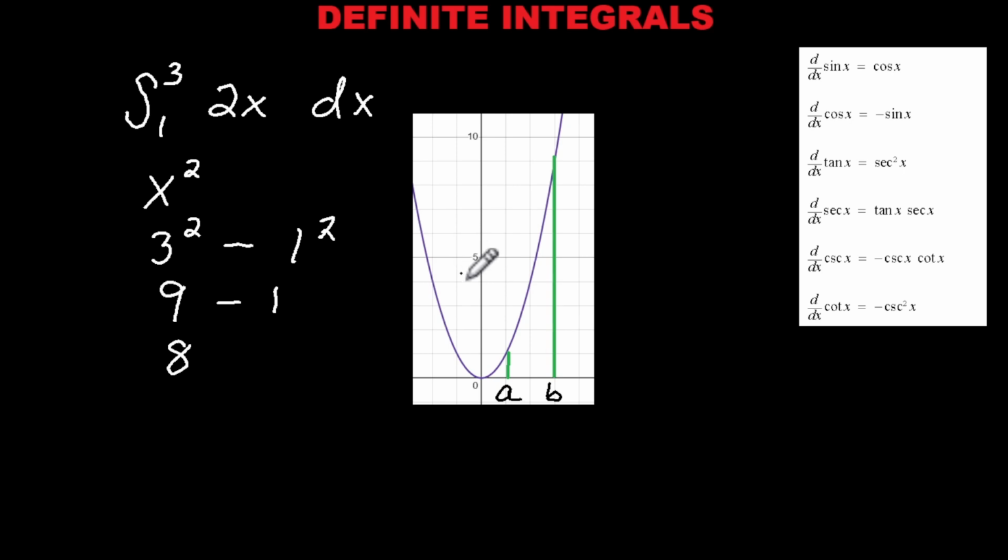So here we have the graph of x squared. And what this problem is telling us is that the area between a and b, which is 1 and 3, this area that's inside here is equal to 8.